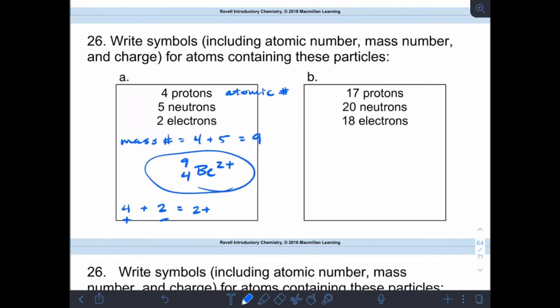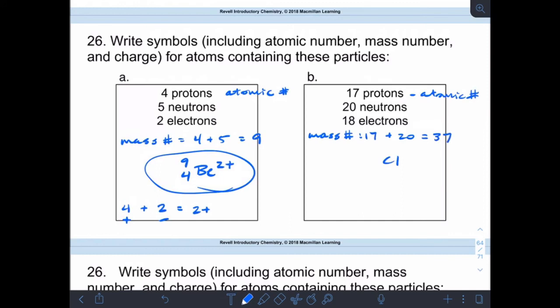All right, let's look at B. So 17 protons can only be, with an atomic number, 17 protons can only be chlorine. If you know the number of protons, you know the element. End of story. Okay, and then our mass number, number of protons plus number of neutrons. So I get 17 plus 20 gives me a mass number of 37.